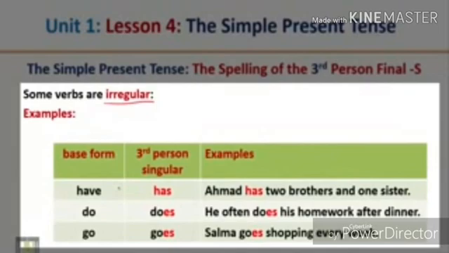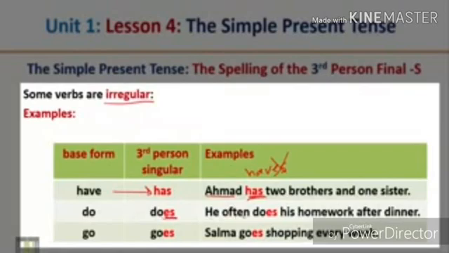Examples: have. The third person singular of have is has. Ahmad has two brothers and one sister. Here Ahmad is singular, so has is used. We cannot use haves. If we add s to have, it will be incorrect.